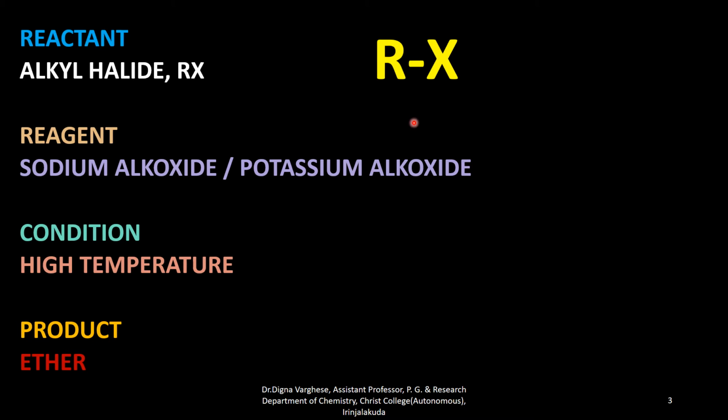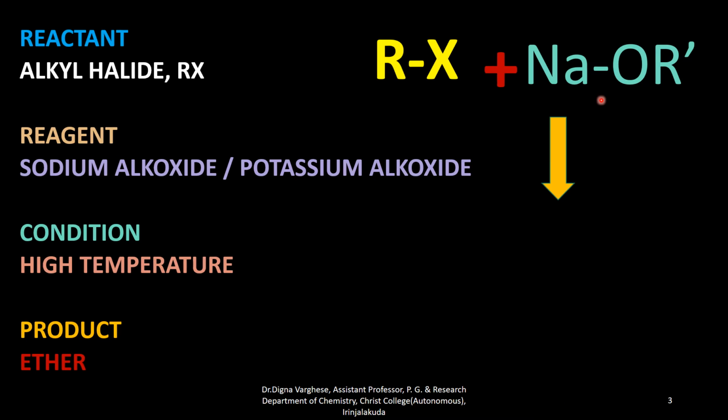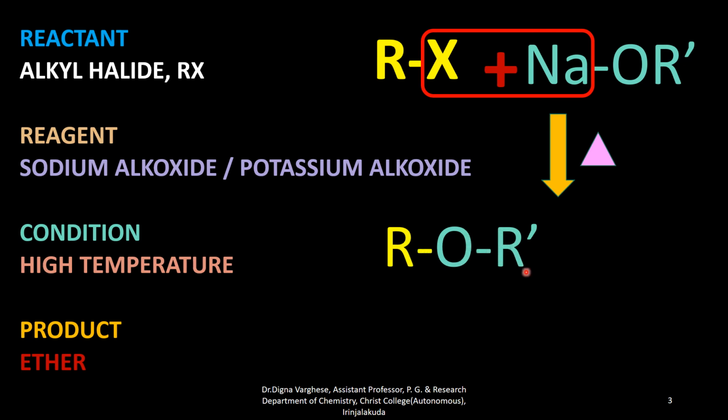So here is a general representation of an alkyl halide, that is RX, that reacts with a sodium alkoxide. The reaction medium is heated. After heating, the sodium reacts with the halogen of the alkyl halide part and produces ether, that is, this R combines with the alkoxide part of the sodium alkoxide and forms an ether plus a sodium halide.